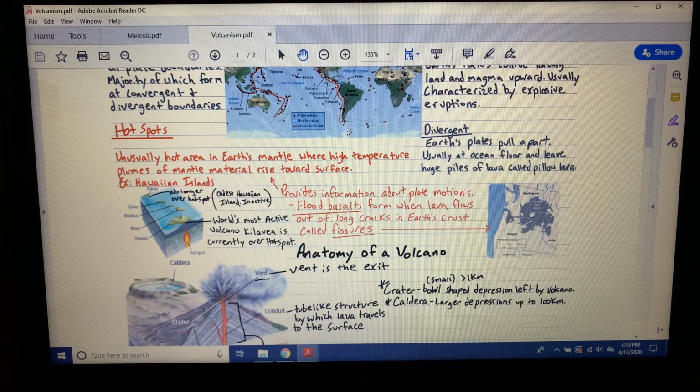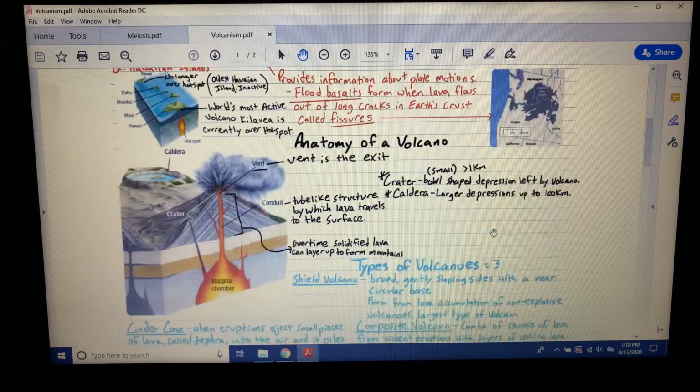Other things that form as a result of that are flood basalts. They're going to form when lava flows out of long cracks in Earth's crust called fissures. Usually a hot spot is going to be underneath one of those, and instead of coming out of a mountain or volcano, they'll have these long cracks called fissures, and then it'll just kind of flow out instead of erupting out. And so you can see that there in northwestern America, there's a good place for that. And so there's a large area there.